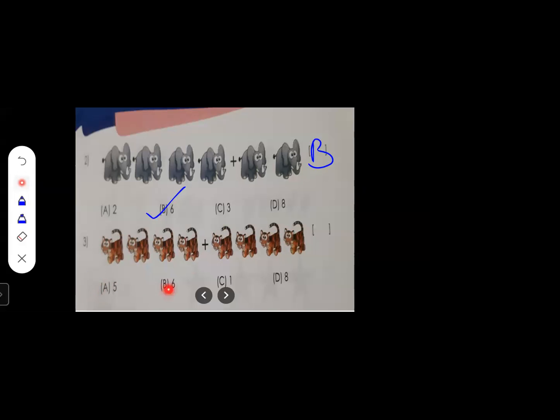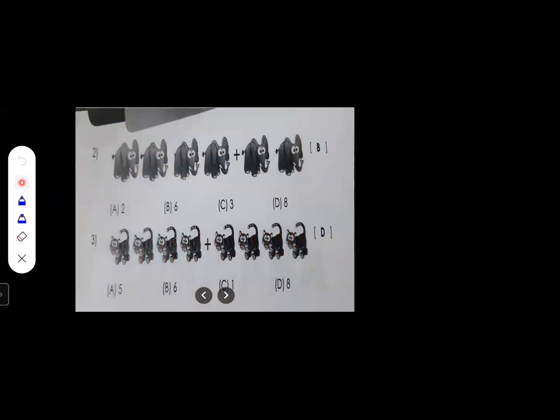A5, B6, C1, D8. So which option are we going to take? We will take D8 because the answer is D8, and here we will write D. So here 6 elephants, so B6 we have written over here. 8 tigers, so D8. You can see over here, B and D we have written.